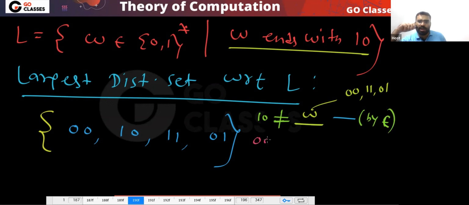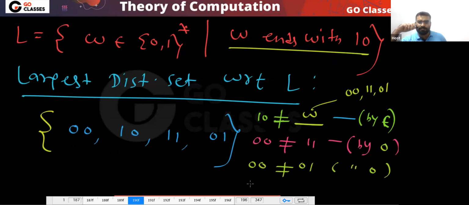And what about 00 and 11? They are also not equivalent. By whom? They are distinguishable by 0. Very good. Okay. 00 and 10, 00 and 01. They are distinguishable by 0 again.